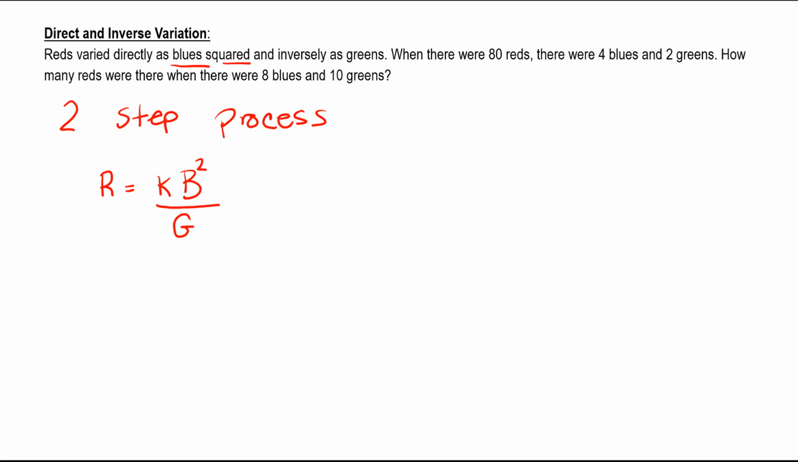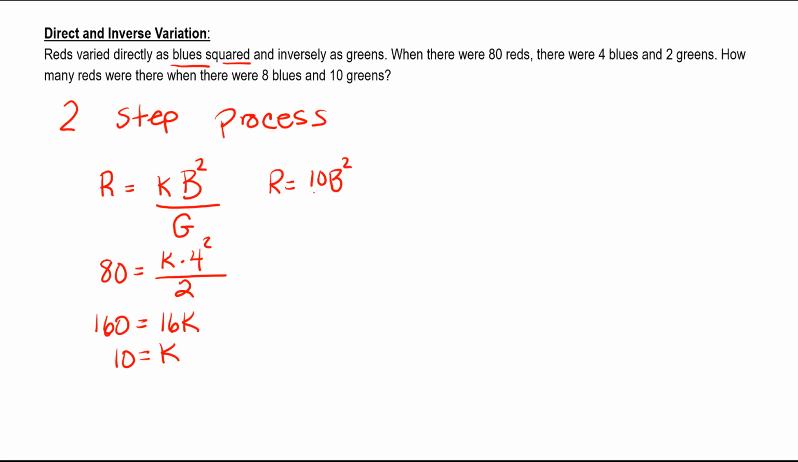And the first part of this 2-step process is that you find out what K is. So it says when there were 80 reds, there were 4 blues and 2 greens. So 4 blues, so 4 squared, and then greens, there were 2. And so if you multiply both sides by 2, you get 160 is equal to 16K. So K is 10. And now you go back for your second step and you plug in K to the equation you started with. So you would have R equals 10B squared over G.